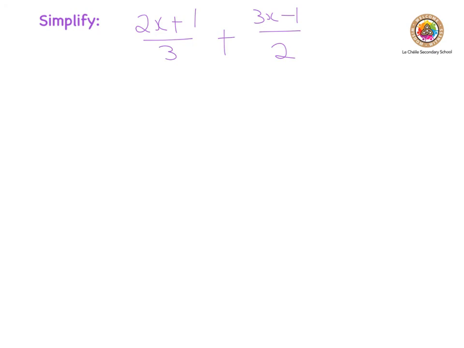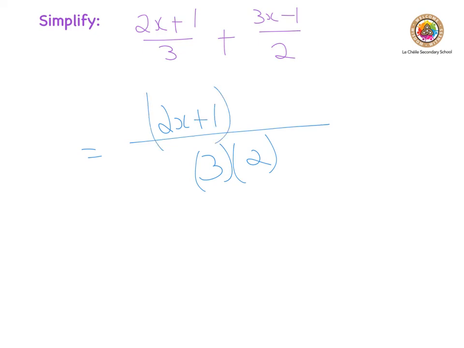Okay, so pause the video now and attempt this question here as your learning check. Okay, so how did you get on? Well, the first thing that you should have done was to bring our two denominators together, the 3 and the 2. And then, just to rewrite what was already given, so 2x plus 1 in the first, and our second brackets is the 3x minus 1, the second term.